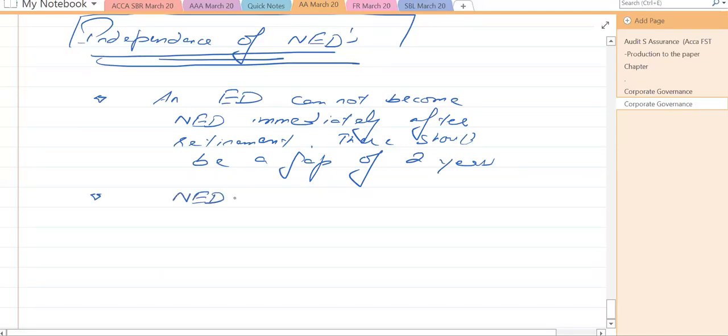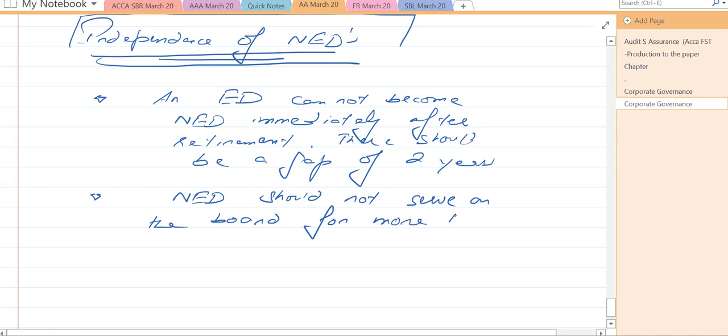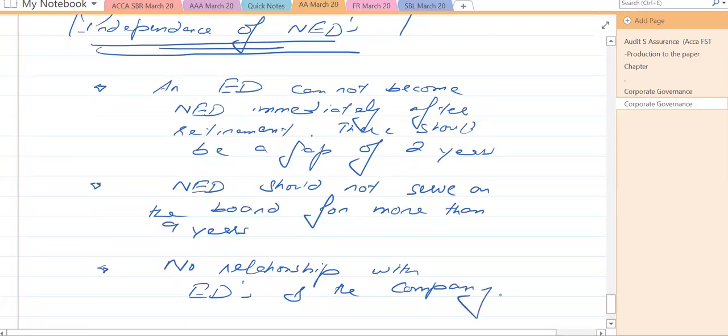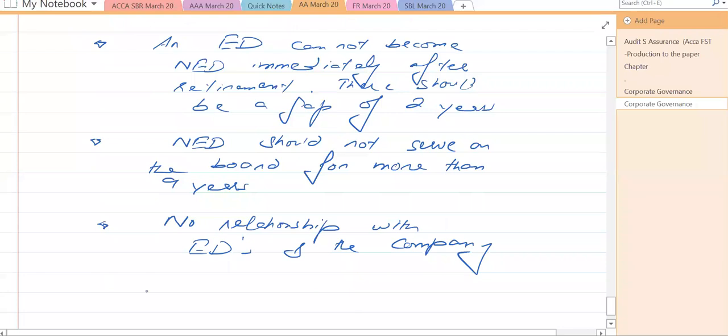A NED should not serve on the board for more than 9 years, otherwise they are not going to be considered independent. No relationship such as family, business, or personal relationship with EDs and the company, otherwise they will not be considered independent.